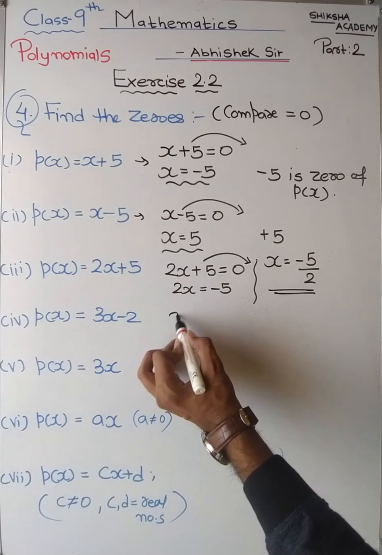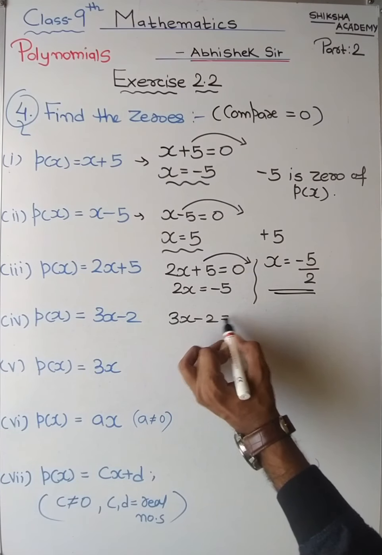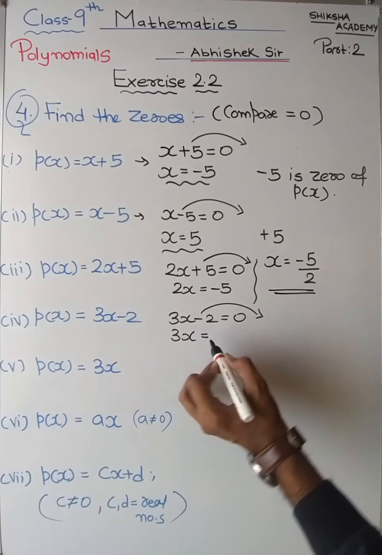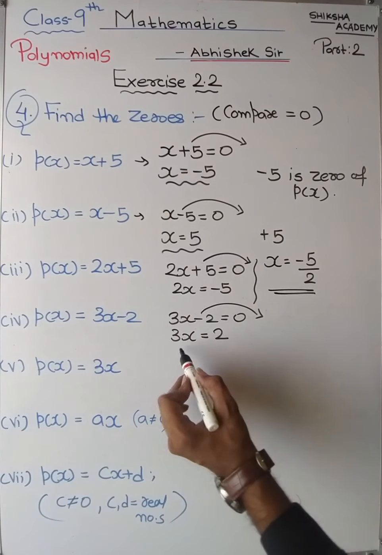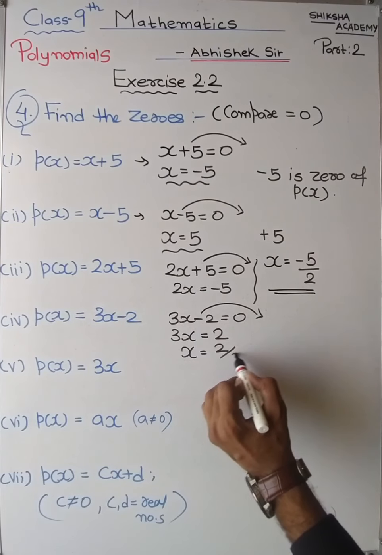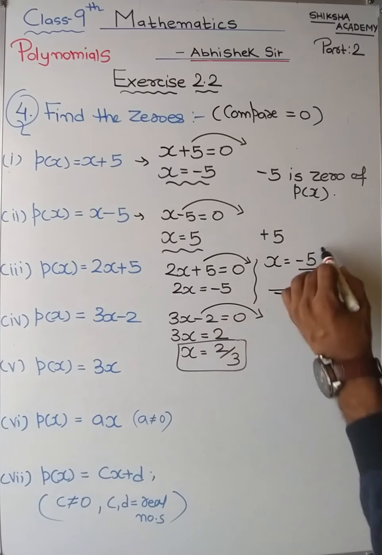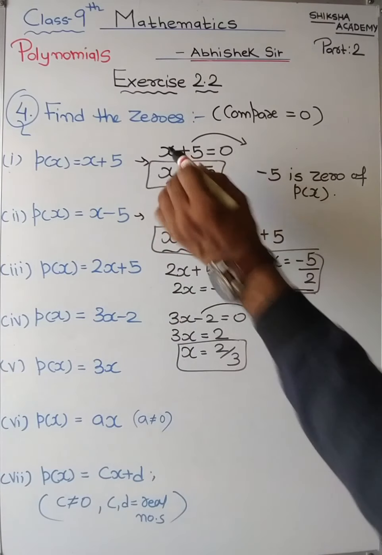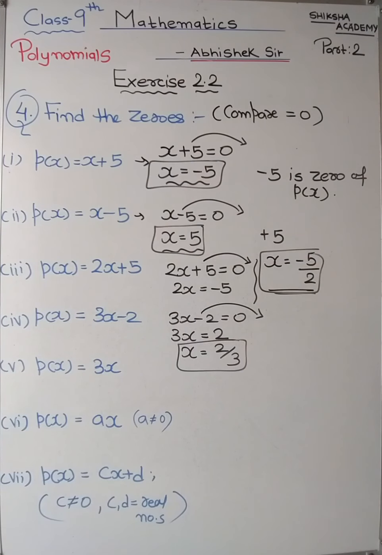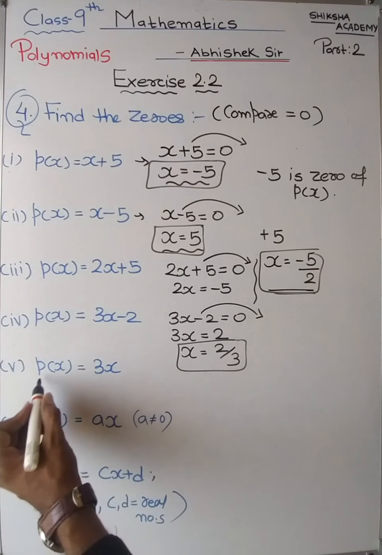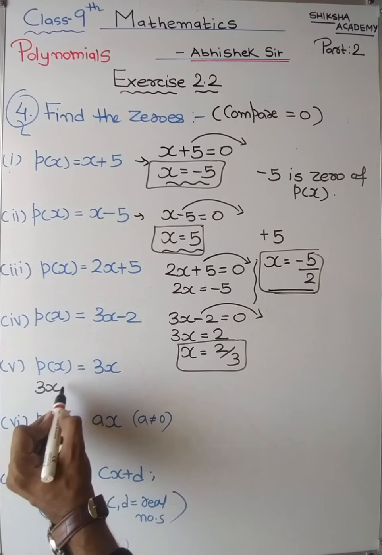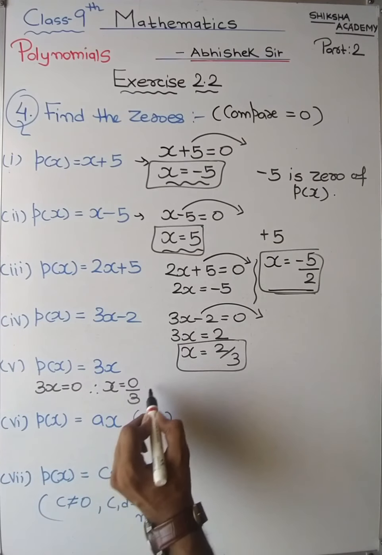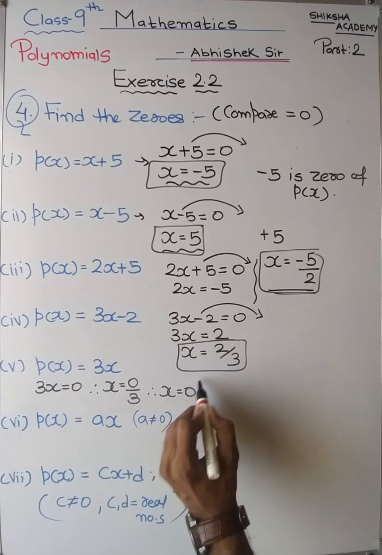Over here we have 3x minus 2 equals 0. 3x equals minus 2 goes on this side, becomes plus 2. X equals 2 by 3. So 2 by 3 is the 0. Now p of x equals 3x. So 3x equals 0. X equals 0 by 3. That means x equals 0.